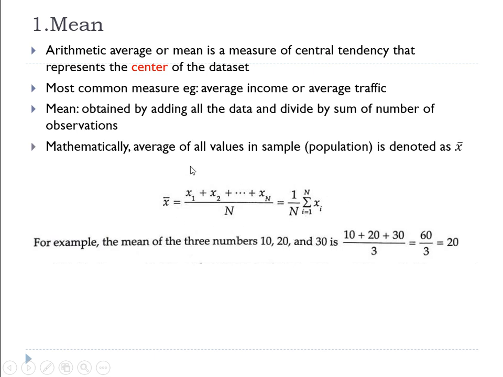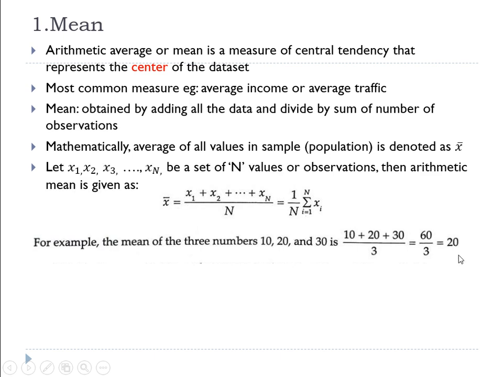Suppose I have some n observations, and these are the different n quantities that I have, x1, x2, xn. Just add it up and divide by the number of observations. Or in terms of summation, you can say 1 by n summation i equals 1 to n of xi, where i ranges from 1 to n. Or a simple example, suppose I have three quantities like this. The mean is nothing but just add it up, divide by 3, you get the mean.